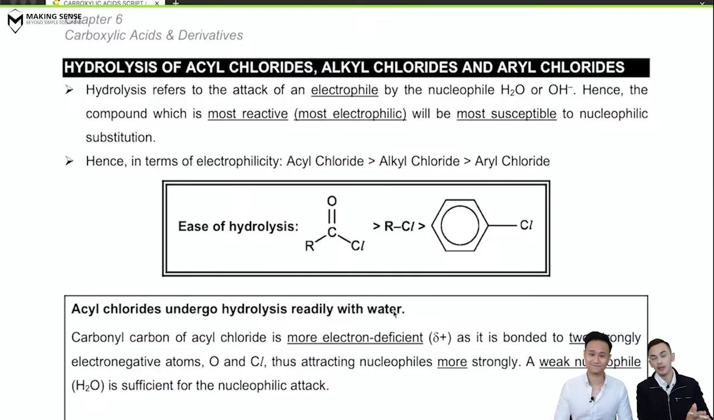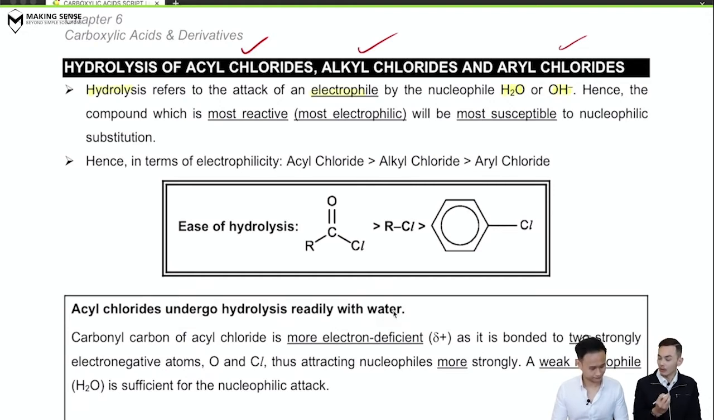Okay guys, so today we're going to compare the reactivity across all the different halogenoal compounds, right? What have we learned so far? We have learned acyl chlorides, alkyl chlorides, and aryl chlorides. Now we're going to look at how hydrolysis actually happens. What is hydrolysis? Hydrolysis means you're going to attack an electrophile either by using water or OH minus.